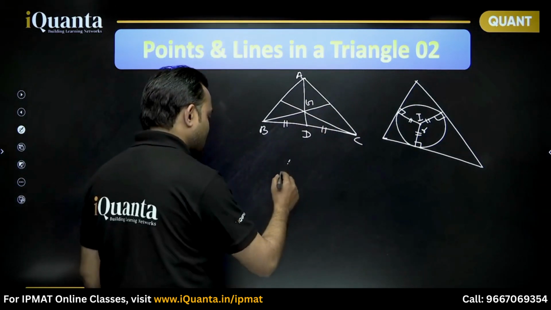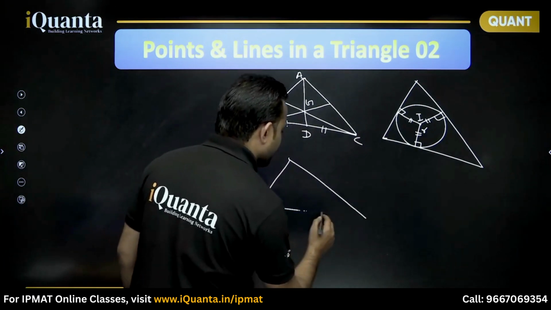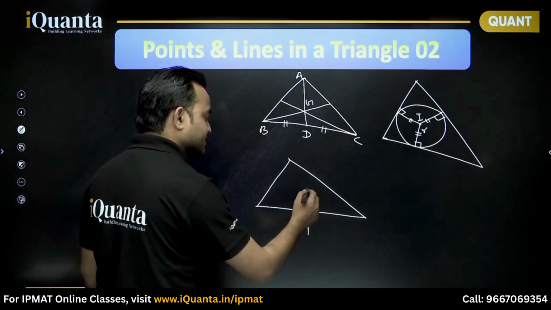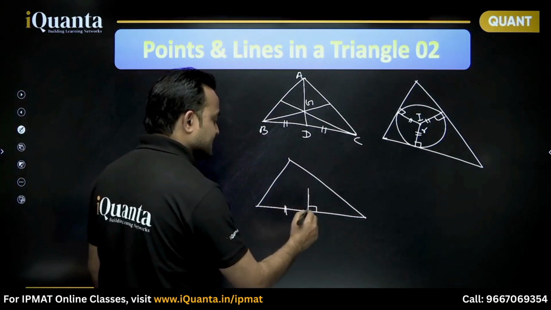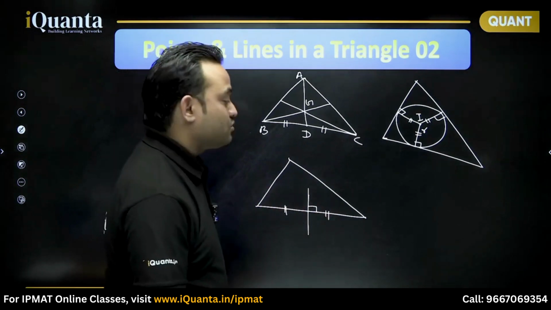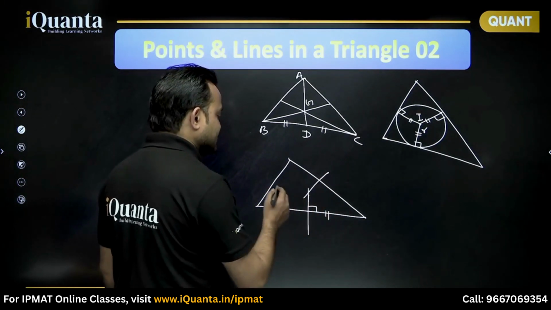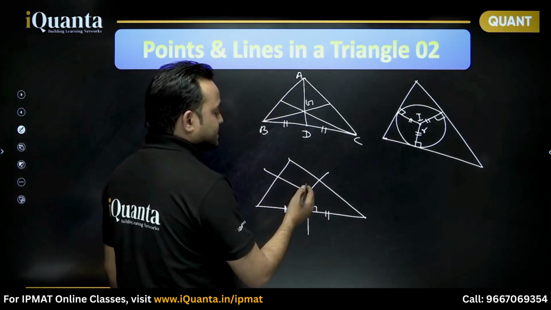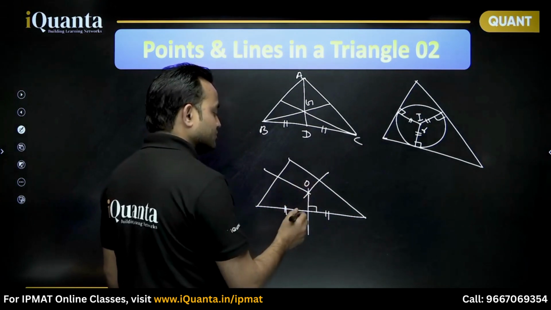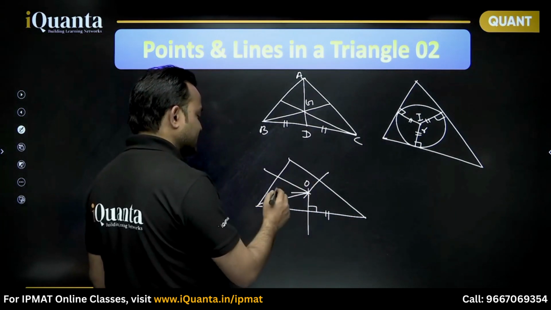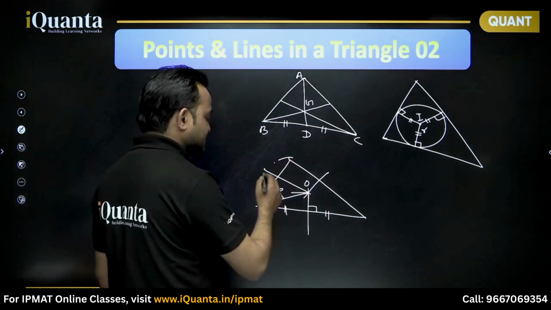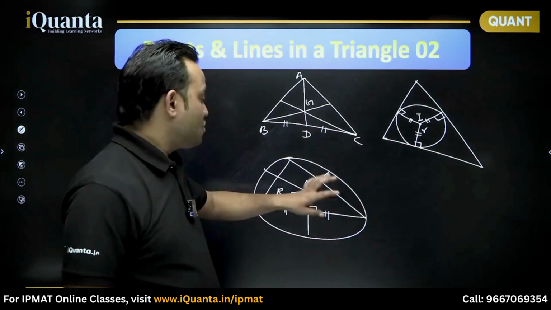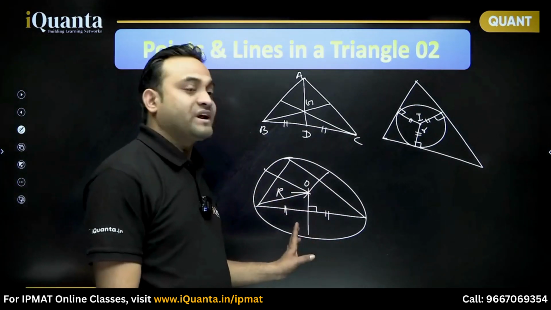Then comes another line, which is known as the perpendicular bisector. If you draw a line which is perpendicular to any of the sides like this and also bisects it, this line is known as a perpendicular bisector, and the intersection of these lines is known as the circumcenter, which is denoted by O. If you join it to any of the vertices, this will be known as the circumradius. Using this circumradius, you can draw a circle which goes through all three vertices of a triangle.